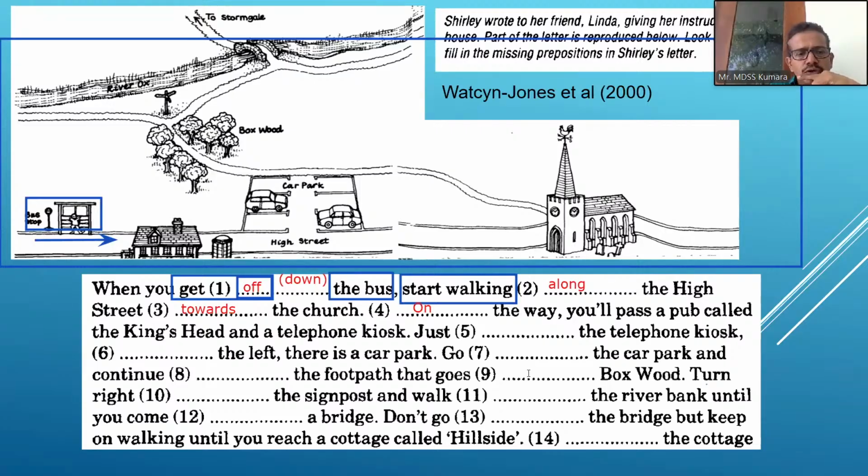Just blank the telephone kiosk. Blank the left, there's a car park. Past. Yes. You can say past or after. Just after the telephone kiosk or just past the telephone kiosk, blank the left, there's a car park.